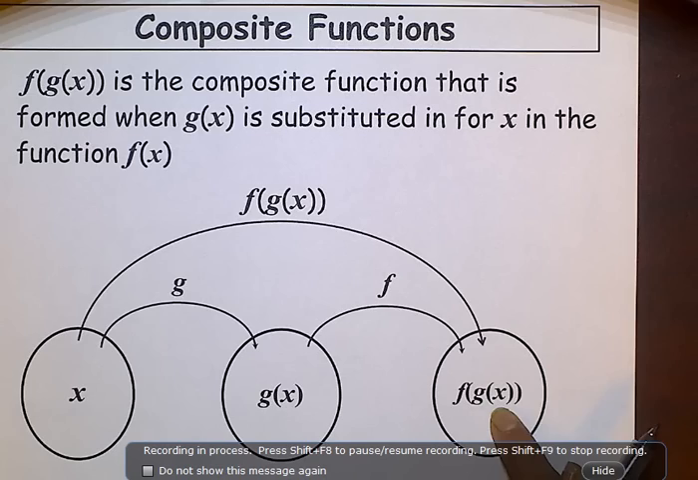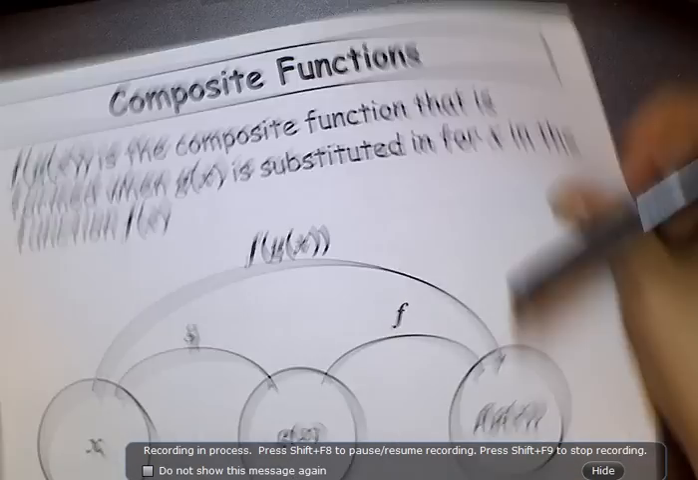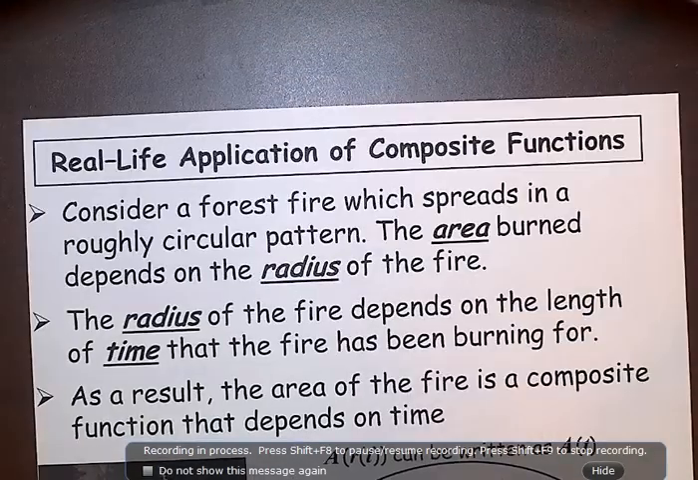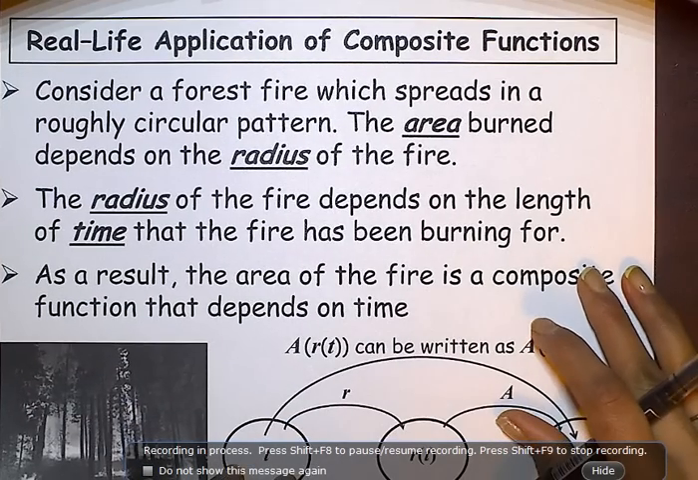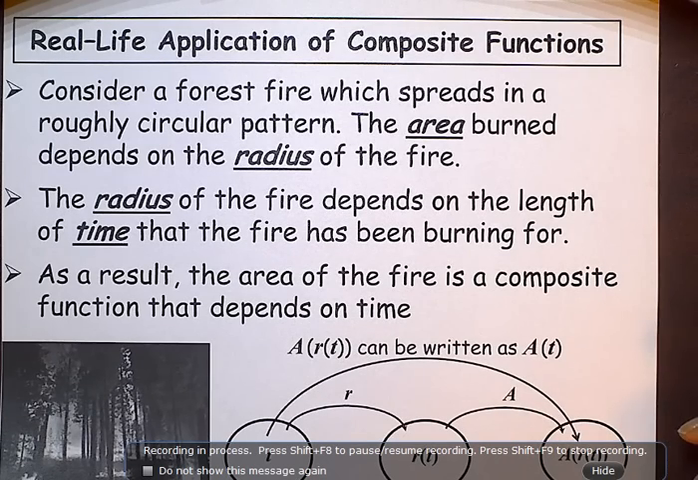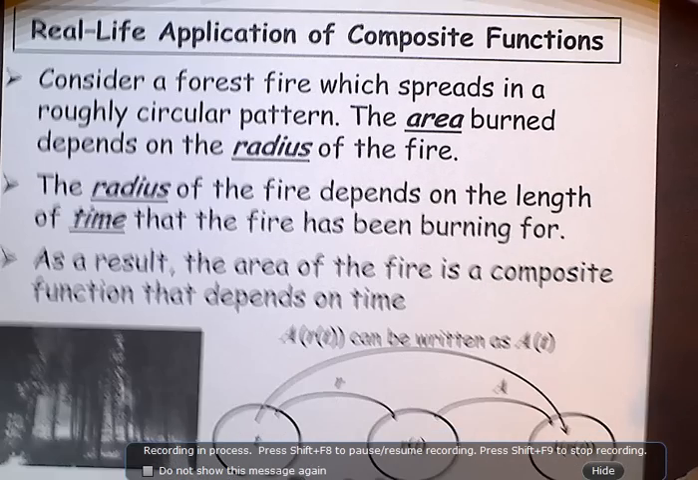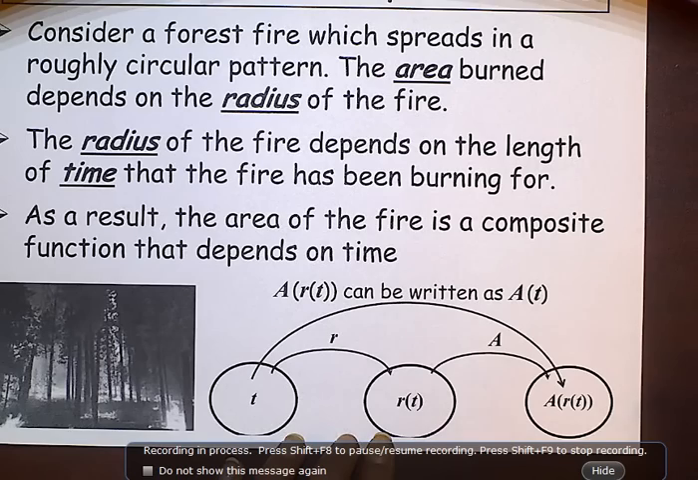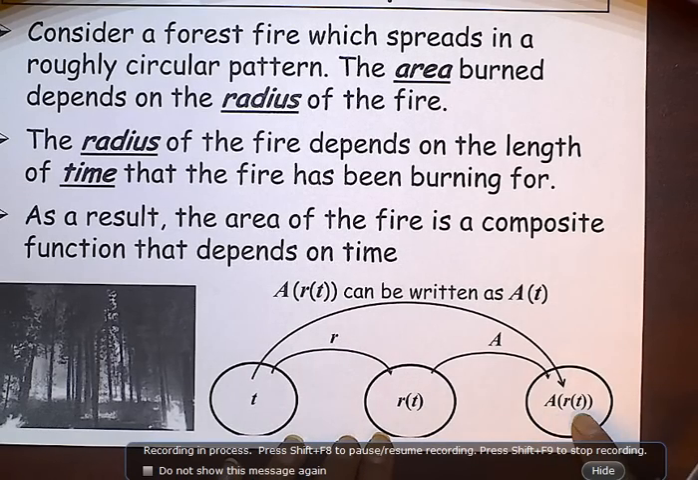I'm just going to talk to you about an application of a forest fire. So we're just going to consider a forest fire that spreads predominantly in a circular pattern, and we are going to consider its area, radius, and the time that the fire is burning for. So I want you to just direct your attention to the bottom of the sheet here, where you can see the composite function A of R of T. This is a composite function which is dependent on R of T. And looking at what R of T is dependent on, the radius is dependent on the length of time that the fire is burning.